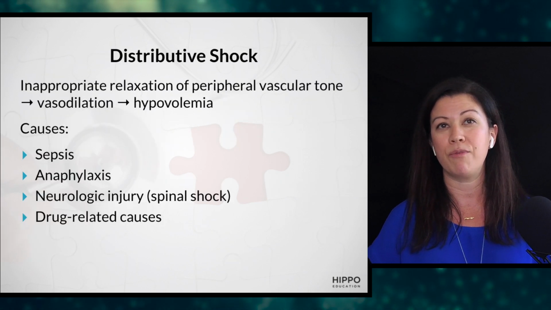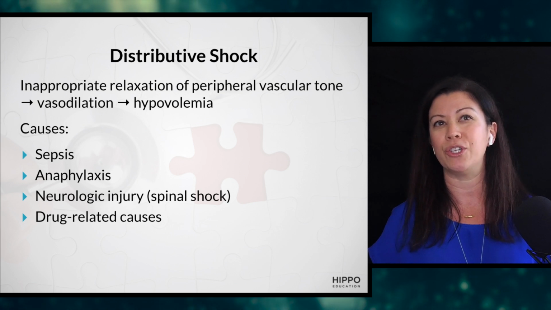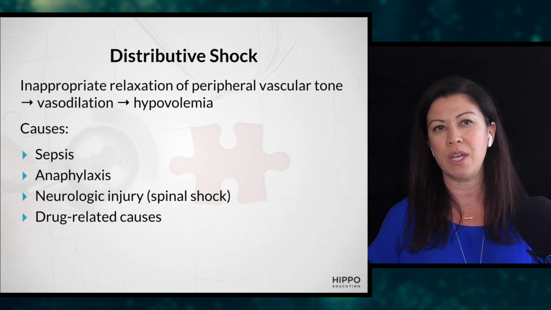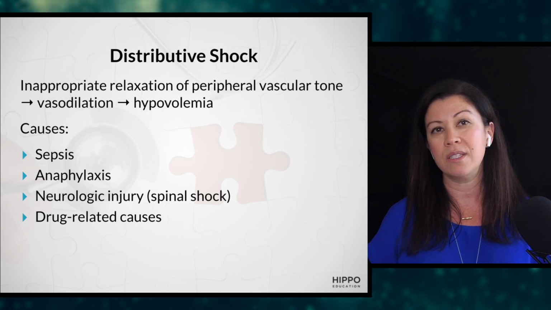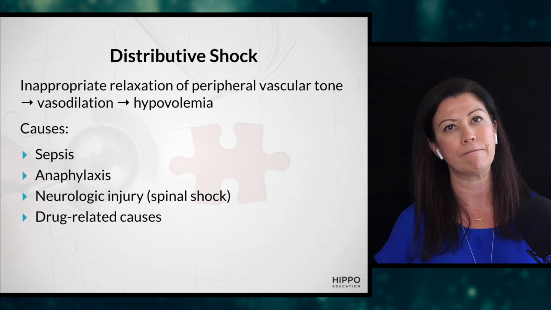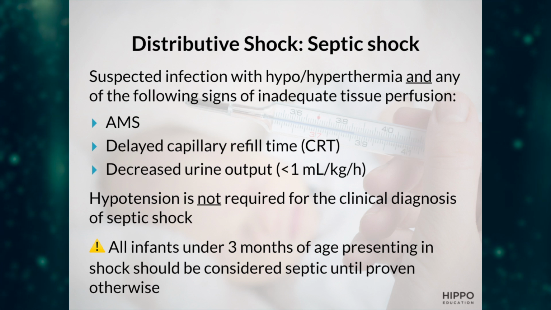Distributive shock is from inappropriate relaxation of the peripheral vascular tone. So you get vasodilatation leading to hypovolemia. This is pretty common. Sepsis is usually the number one cause of that, quickly followed by anaphylaxis. It can also be caused by neurologic injuries and drug-related. What happens clinically? Well, these patients will show up altered. They may have a delayed cap refill time. They will have decreased urinary output. And as mentioned before, hypotension is not required for the diagnosis of septic shock in kids. And all infants under the age of 3 months presenting in shock should be considered septic until proven otherwise, right? They don't have that nice blood-brain barrier in kiddos.